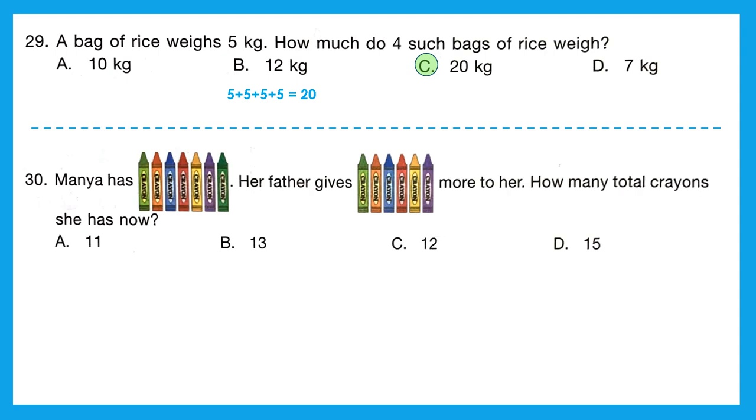Question 30. Manya has these many crayons. Her father gives these many more to her. How many total crayons does she have now? So this is an addition. So Manya has 1, 2, 3, 4, 5, 6, 7 crayons. And her father gives her 6 more. So in total she has now 13 crayons. Option B is the correct option.